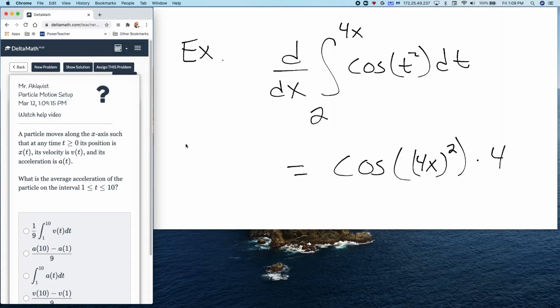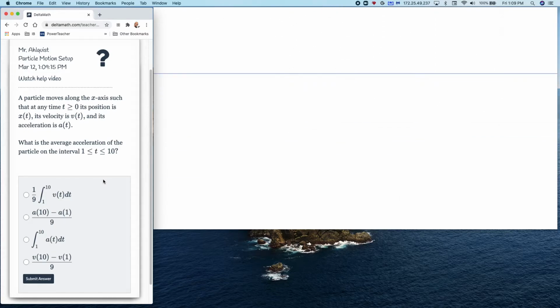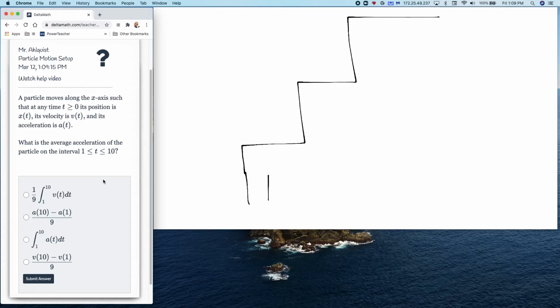A couple other things that you're going to have. For these problems, I want you to do your best, remembering that it's important to note the steps. It's important to note that you have position, velocity, and acceleration.